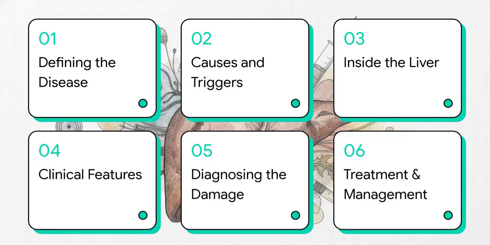So here is our roadmap. We'll start with what liver cirrhosis actually is, then look at the causes and triggers, peek inside the liver at the pathology, explore clinical features and complications, figure out how to diagnose the damage, and finally wrap up with treatment and management. Let's get into it.